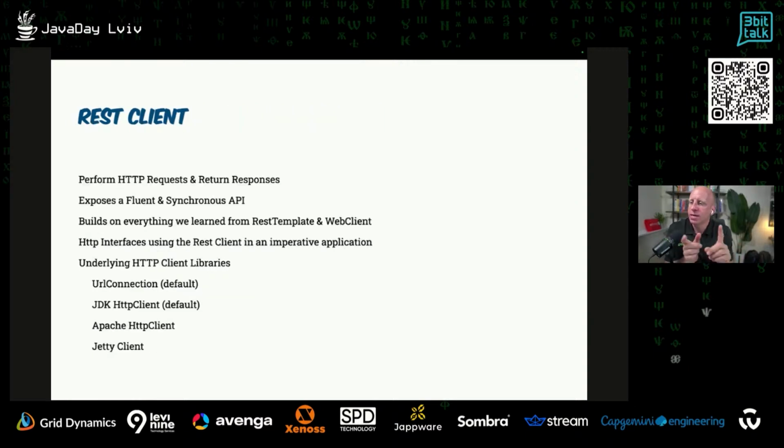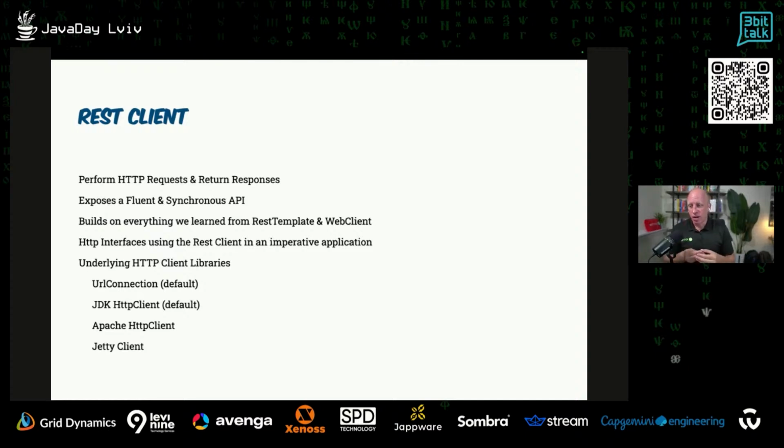So what is the REST client? Again, it's able to perform HTTP requests and return responses. It has that nice fluent and synchronous API. It builds on everything we learned from the REST template and web client. You can use HTTP interfaces. So we'll see an example of that today, but that uses the REST client in an imperative application. It didn't used to be like this. I think before 3.2, you had to bring in the web client dependency if you wanted to use HTTP interfaces. But as of 3.2, that's no longer the case.